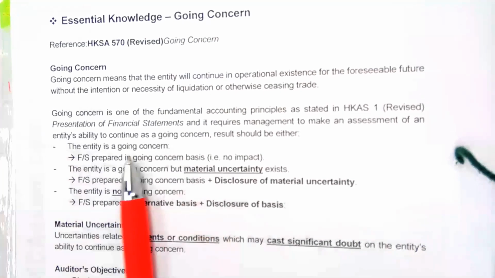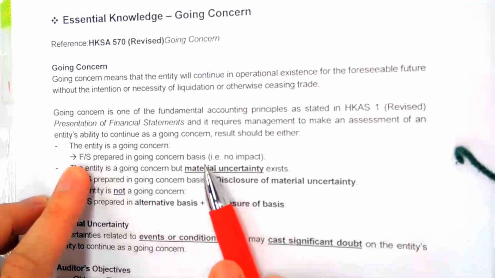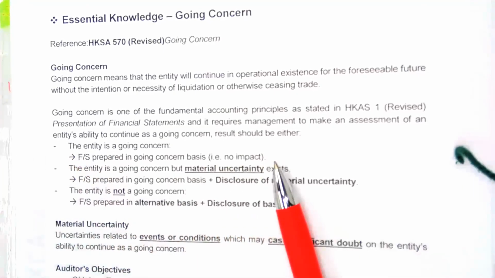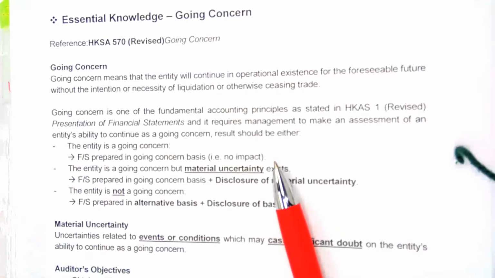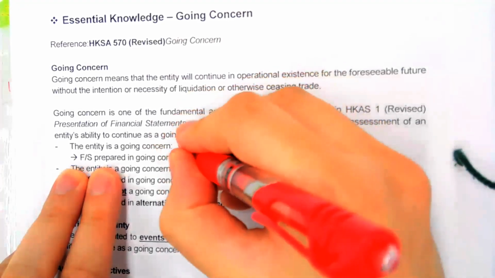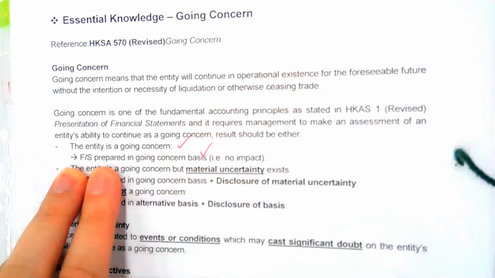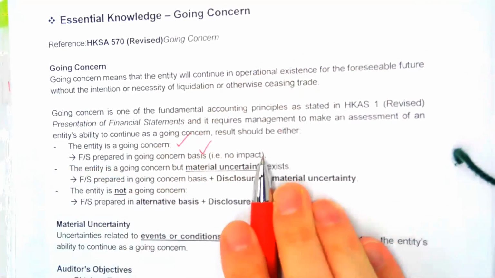The entity is a going concern, and the financial statements are prepared on a going concern basis. This is what we have learned about in the past 5 lectures. Nothing has happened, nothing is affecting the going concern. Everything is going smoothly according to plan. I get sufficient appropriate evidence, clean opinion. So if the entity is a going concern and the financial statements are prepared under going concern, there's no impact.